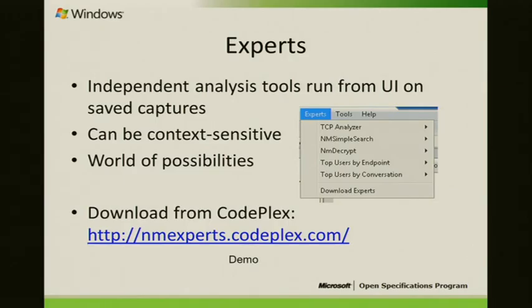They can be context sensitive. What I mean by that is that if you click on a frame, when we launch the executable, we send the frame number that you have selected or the filter that you have applied. So there can be some contextual information sent. And there's a world of possibilities here. If you guys have certain domain-specific tools that you want to distribute to your customers or do checks or something, this is a great way to do it.